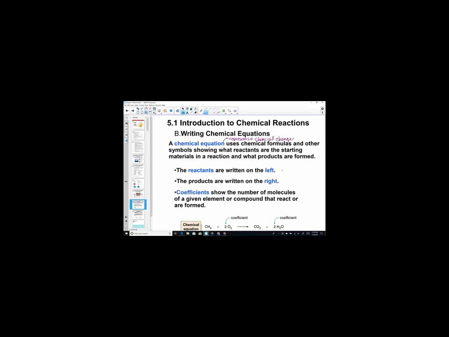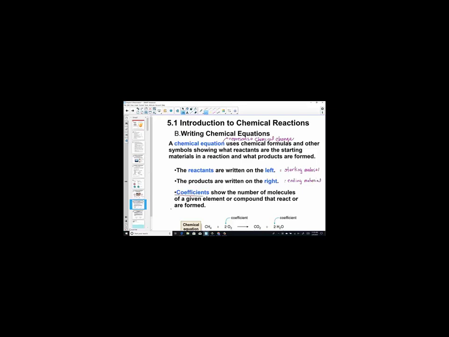Reactants are written on the left. Reactants are the starting materials. The starting materials have their bonds broken as new materials form. The ending materials are known as the products, and the products are on the right side of our arrow.